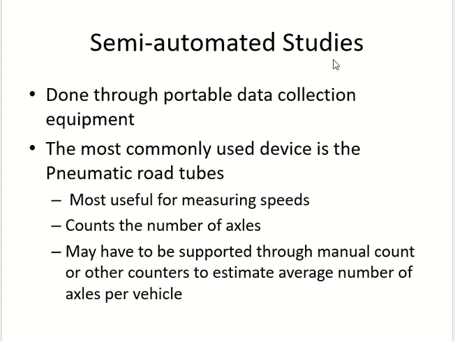So if you have 4 tires, how many axles do you have? 2. Okay, clear? So when the tires cross the tube, the tires are connected to what? The axle. So when the tube is counting tires, it is basically counting the axles.